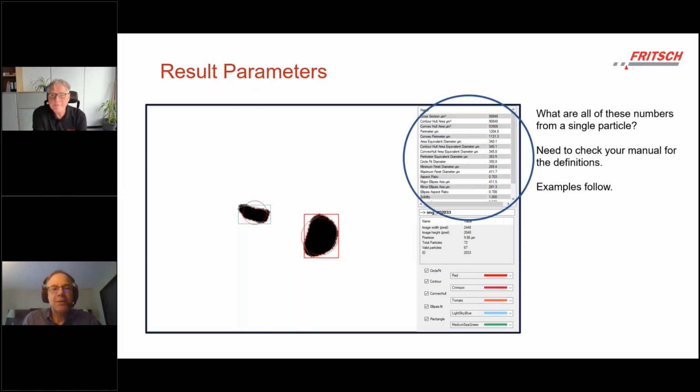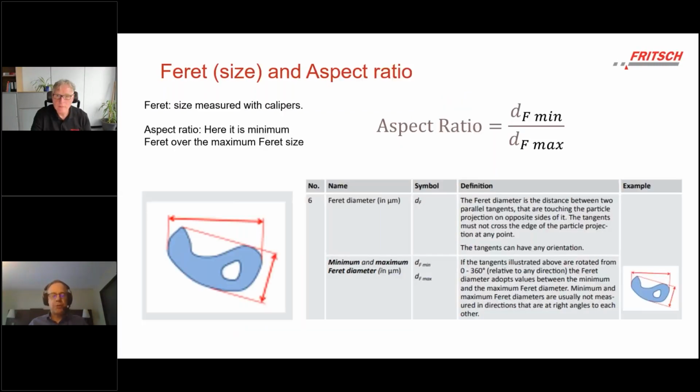Now I'm going to start with something complicated, which is when you analyze an individual particle by image analysis, including with the A28, you're going to get a very long list of result parameters available to you. And the next question is, what do all of these mean? I want to encourage you, if you're working with the A28 or with any other image analysis system, to check the manual for how these numbers are calculated. And this is important also when you're communicating results with other groups.